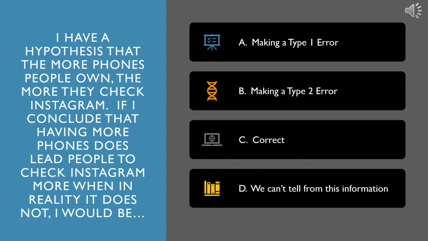If I think something is actually happening, but the reality is that it's not happening, then I've made a type 1 error. That means if you've rejected the null hypothesis, but in fact the null hypothesis is true, which you can never know, but if in reality the null hypothesis was true and owning more phones doesn't have anything to do with checking Instagram more frequently, then you've made a type 1 error because you thought that yes, these two things are related when in fact they are not.